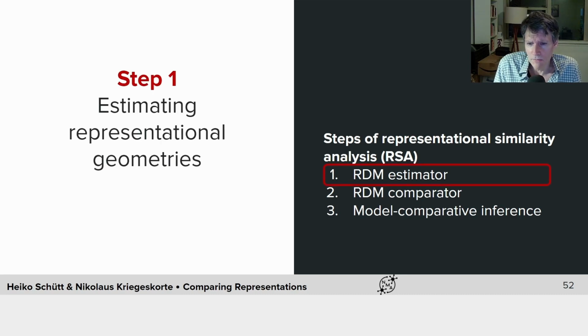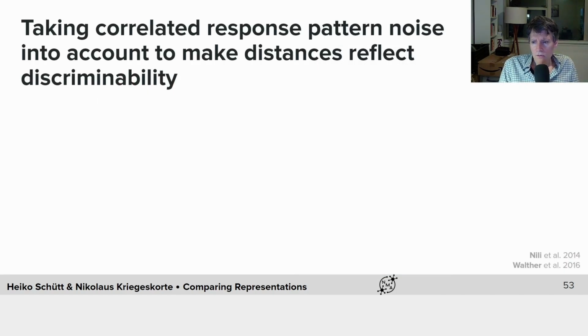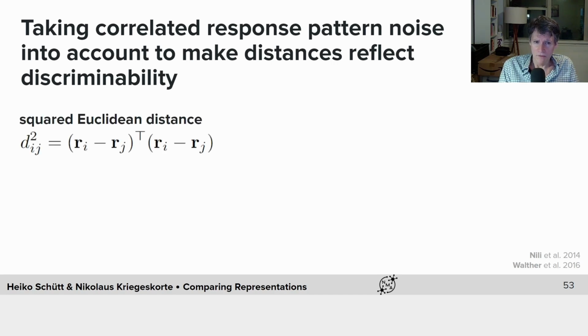So let's start with step one, estimating representational geometries by computing an RDM. We have to choose a distance estimator. So first, let's quickly recap what Heiko has already told you. We need to take correlated response pattern noise into account to make distances reflect the discriminability or the decoding accuracy for a pair of stimuli.